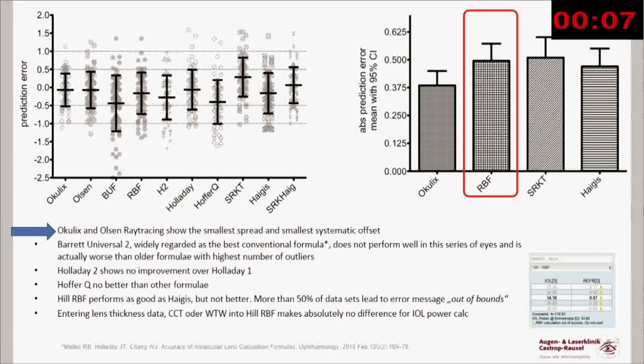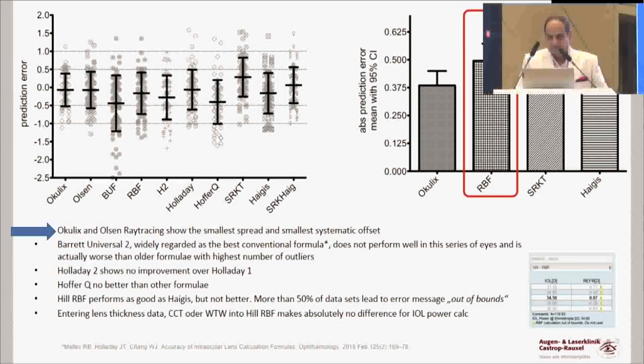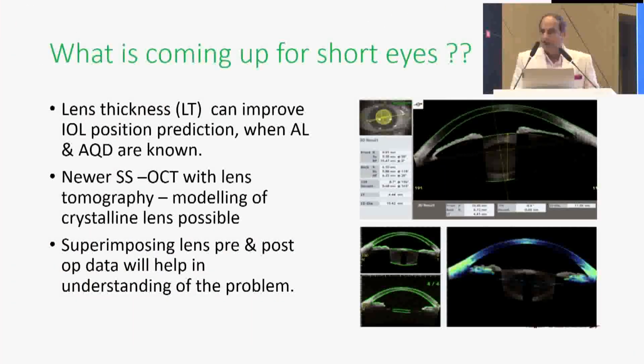More than 50% of data sets lead to an out of band error message whenever you are trying to use this formula. And entering lens thickness data, the CCT, the white to white into the Hill RBF makes absolutely no difference in IOL power calculation. We were told a lot of things about all this. So what is coming up for short eyes?